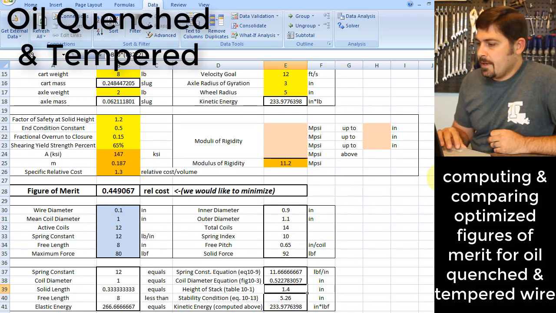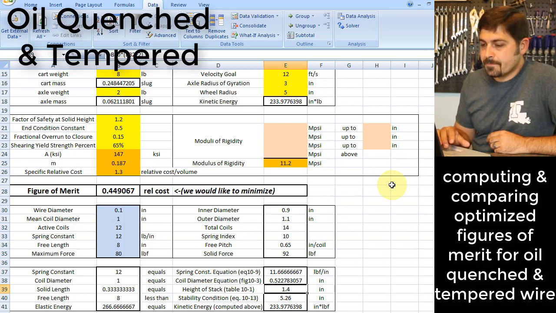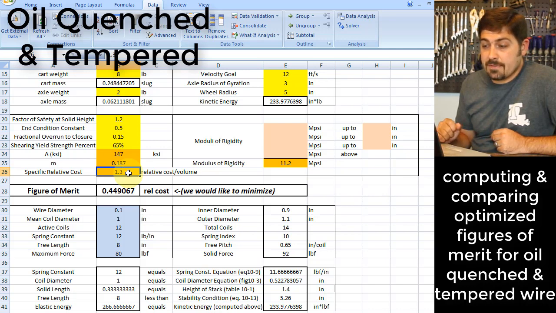So this tab, I changed it up a little bit for the case of oil quenched and tempered wire, which is another type of steel wire. And I have it loaded. It's a very similar kind of sheet. The only things that I've changed are it has different values to find its strength, as well as a different specific relative cost.